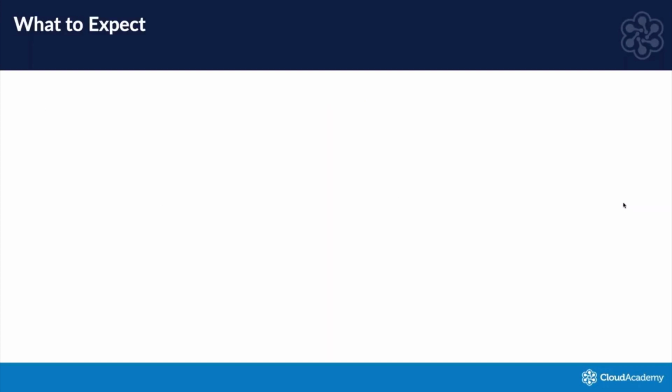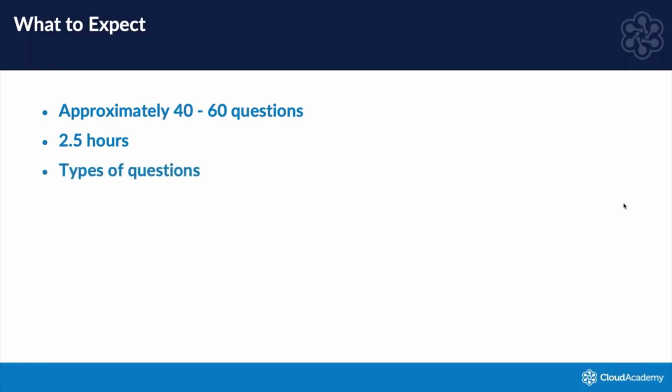Now, what to expect on the exam? There are typically between 40 and 60 questions. It does vary a bit, but it's usually somewhere in there. They give you 2.5 hours to do the exam. Now, the types of questions, as you would expect, they do have multiple choice questions, quite a few of them, but they also have lots of other types too.